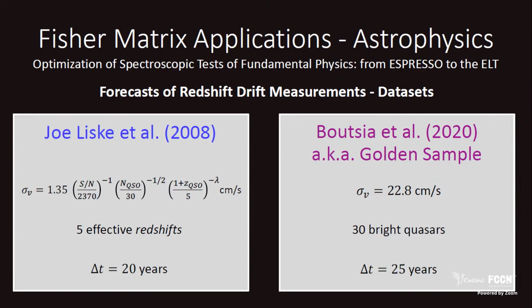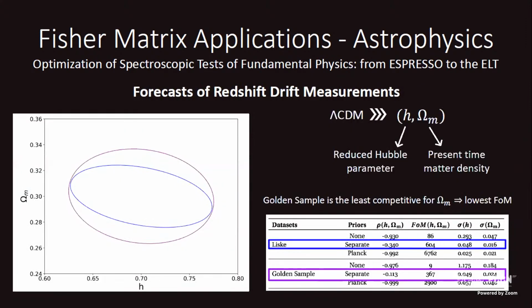But the golden sample is quite different. We have our uncertainty in the spectroscopic velocity always equal to 22.8 centimeters per second, because we have a catalog of 30 bright quasars with a time span of 25 years, and it's still under research, so it's not done yet. So with this, I can introduce to you my first results.